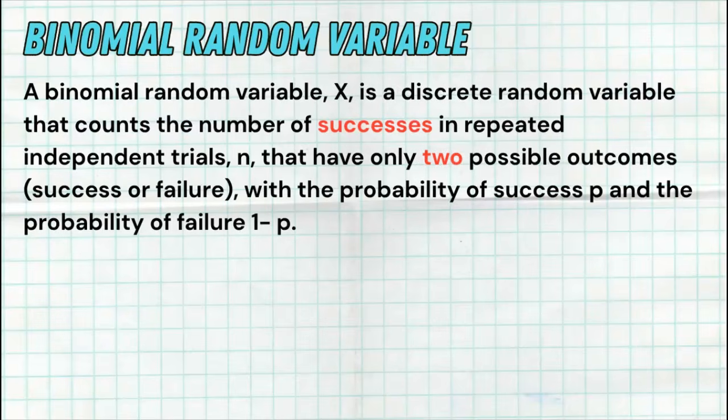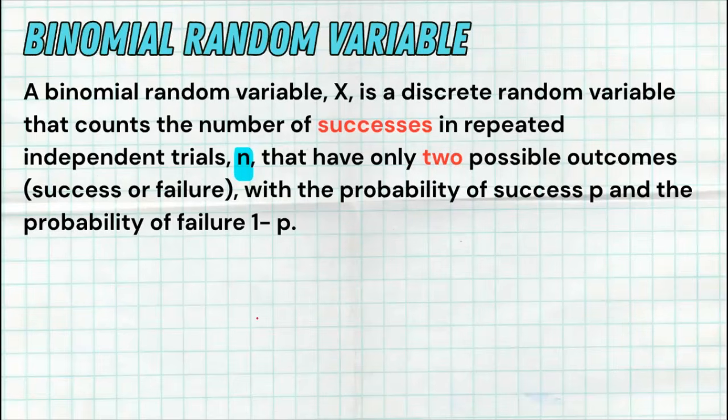Now here's the official definition of a binomial random variable. It's a little bit confusing, but let me read it anyway. A binomial random variable X, remember we typically use capital letters to represent a random variable, is a discrete random variable that counts the number of successes in repeated independent trials that have only two possible outcomes, success or failure, with the probability of success P and the probability of failure being 1 minus P. So the idea is that for a binomial random variable, the outcomes are the number of successes that you could have in a set number of n trials, n just being a placeholder for how many.